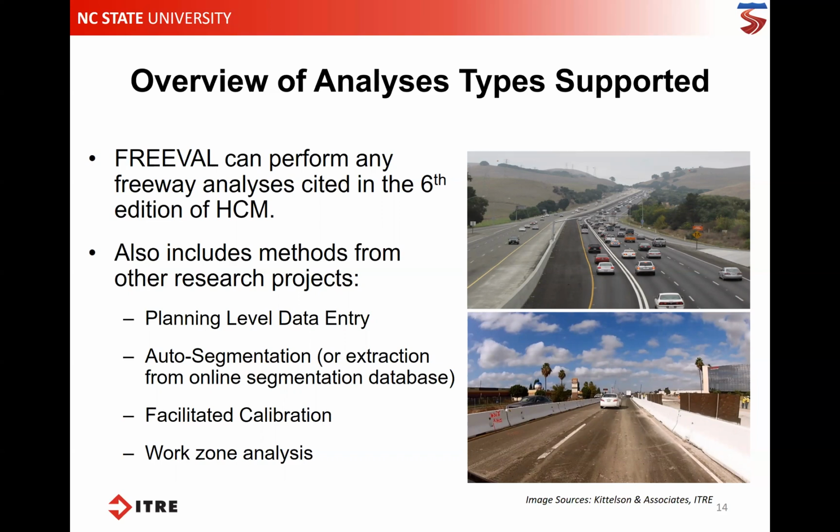Right now, the database is populated with NC data, but obviously it can be populated with other states as well. The third item is a facilitated calibration, where we allow the user to upload or download probe data for that same facility and compare the speed data that the model generates against the probe data, and adjust the model parameter to enable some improved calibration of the methods.